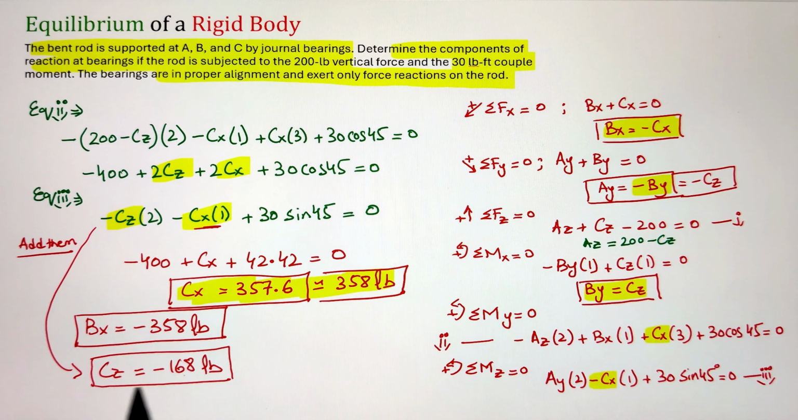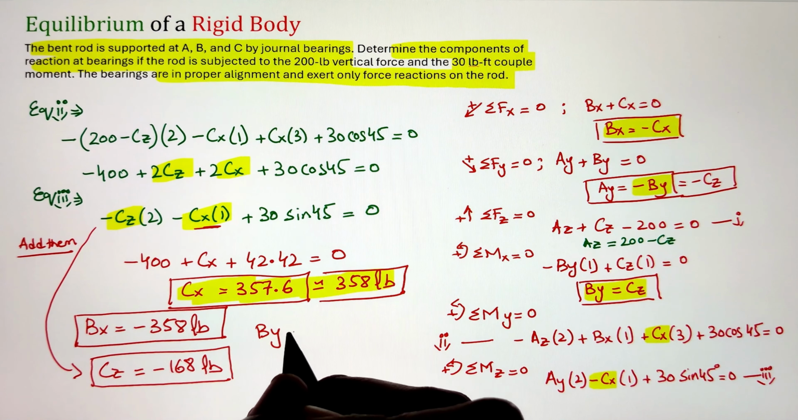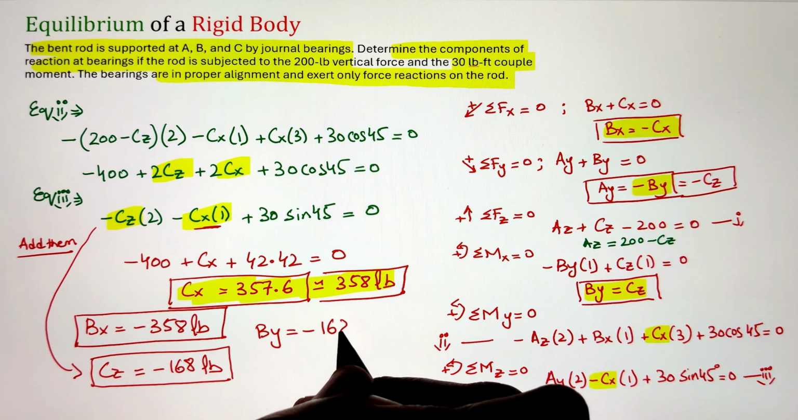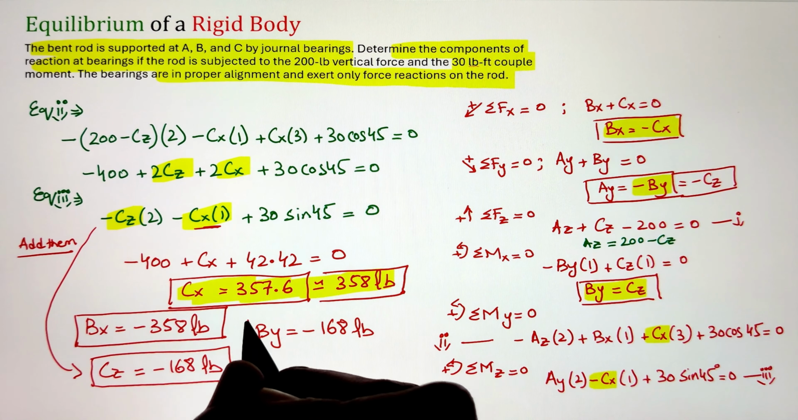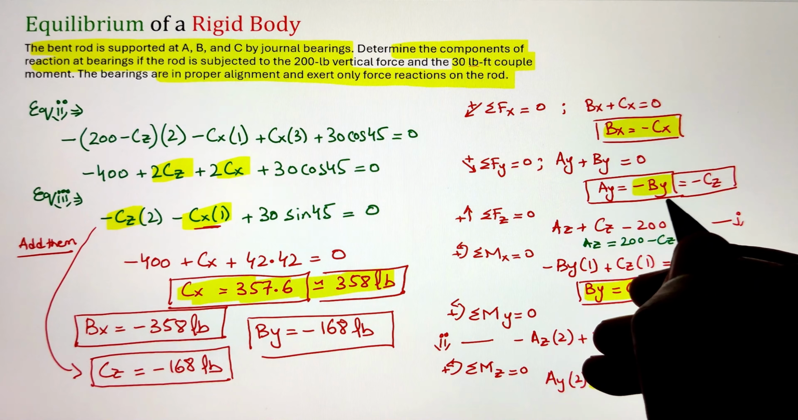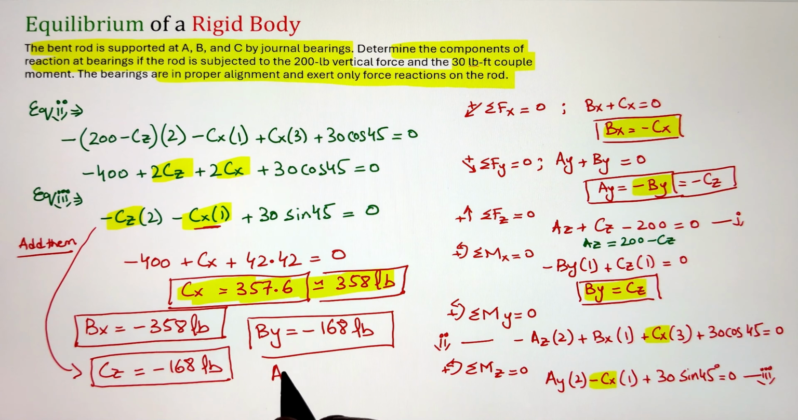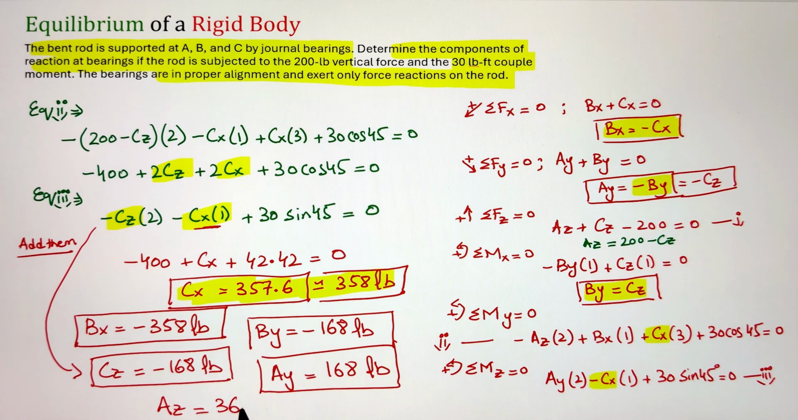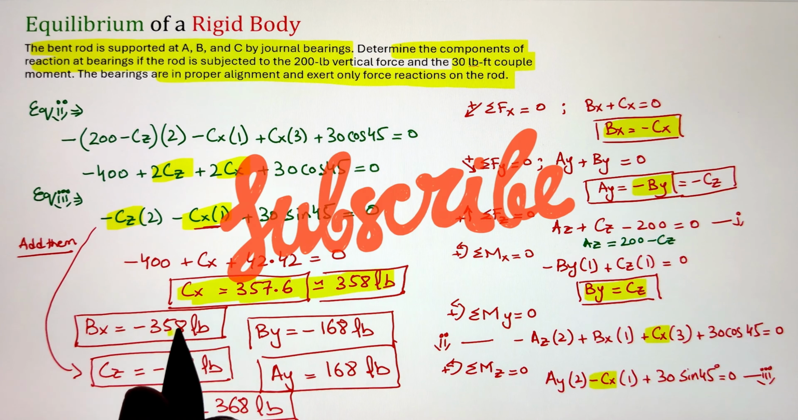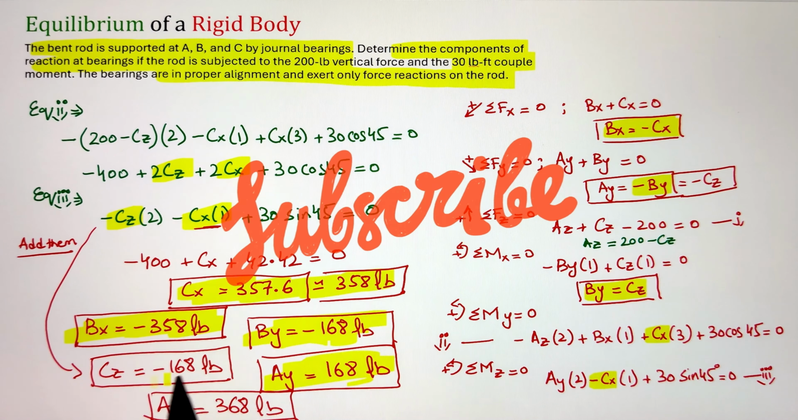Now, once we have the value of Cz, from our summation of forces along the y direction, we know that Ay equals negative Cz and By equals Cz. So pretty much the other two components of the support reactions can be calculated by plugging in this expression, and we get our value of By as negative 168 pounds and Ay as 168 pounds. Finally, Az is left. Let's plug that in our 200 minus Cz. That gives us the value of Az as 368 pounds.